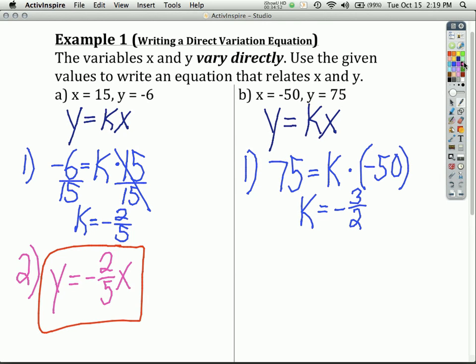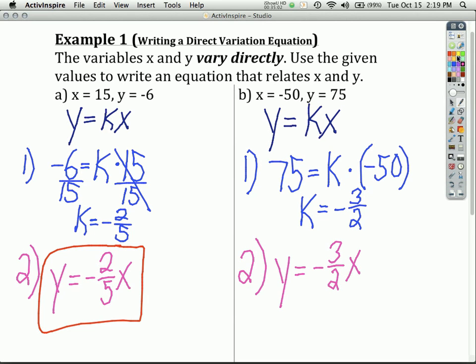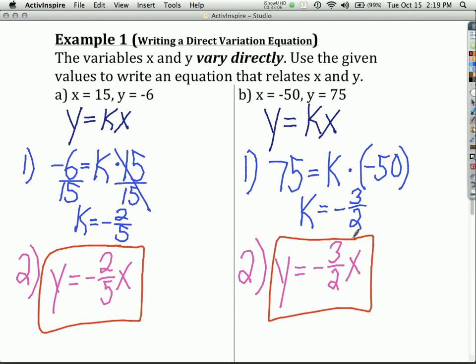So the next part is easy. Step 2 is just take this value and plug it in for k. Y equals -3/2x. And that is the equation we were looking for. Compared to other things you've studied in this class, this is not really that complex yet.